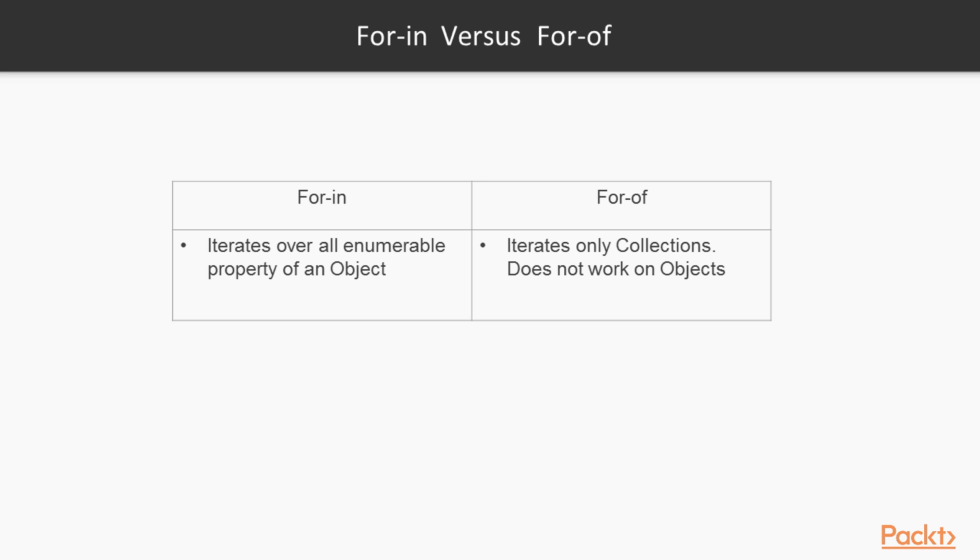The difference between for...in and for...of. The for...in loop construct was always there in JavaScript. The for...of is the new one introduced in ECMAScript 2015. So what exactly are the differences? for...in iterates over all enumerable properties of an object.